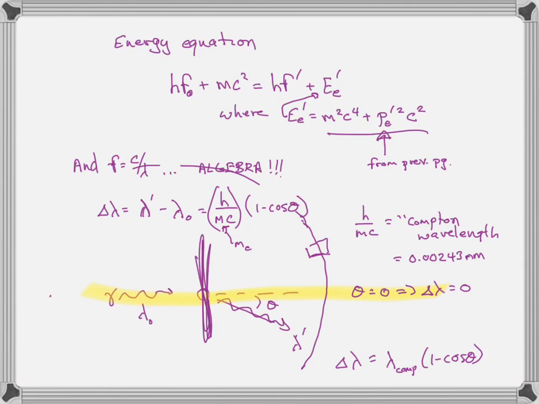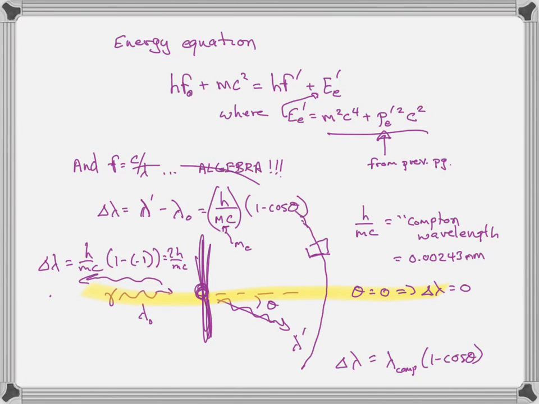And what about 180 degrees? What about the photons that are scattered at 180 degrees? They're the ones that are scattered dead on an electron. If they're scattered dead on an electron, then the photon's going to come back. So theta is 180 degrees, and that means delta lambda is equal to h over mc times 1 minus minus 1, or 2h over mc. So the change in wavelength is going to be twice the Compton wavelength.